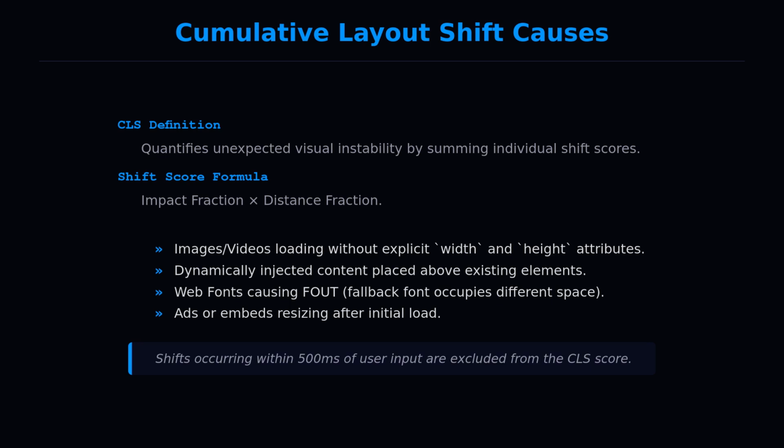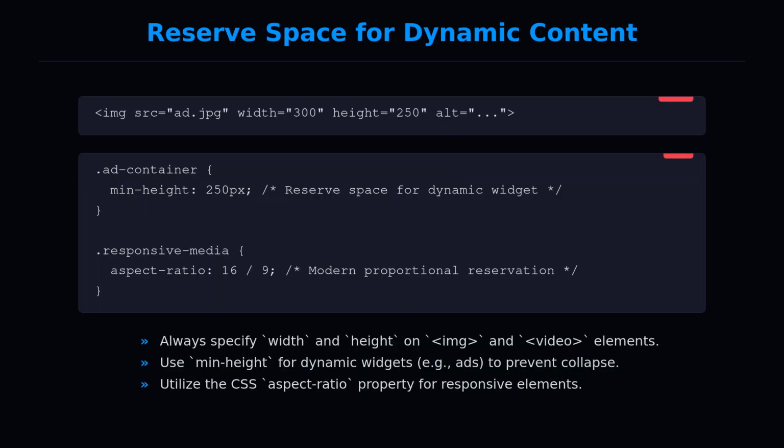Shifts initiated by user interaction are excluded from the CLS score. This exclusion applies only if the shift occurs within 500 milliseconds of the input event. The primary fix for cumulative layout shift is reserving space for asynchronous resources. Always specify both "width" and "height" attributes on image elements. Modern browsers use these attributes to calculate the intrinsic aspect ratio. This reserves the necessary space before the image resource loads.